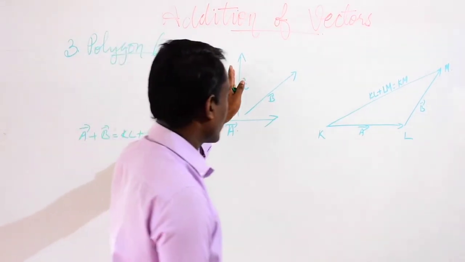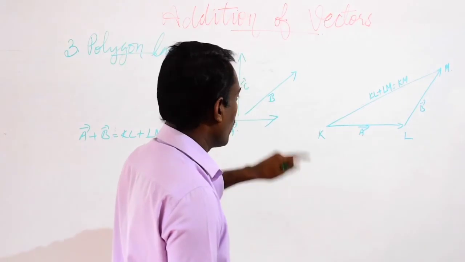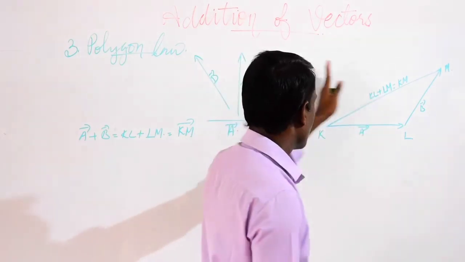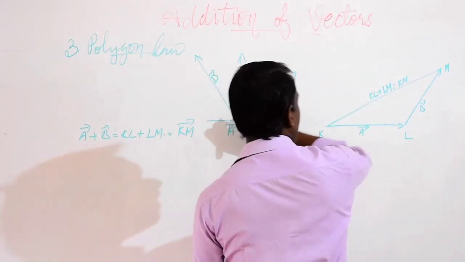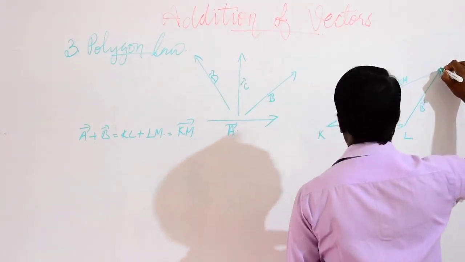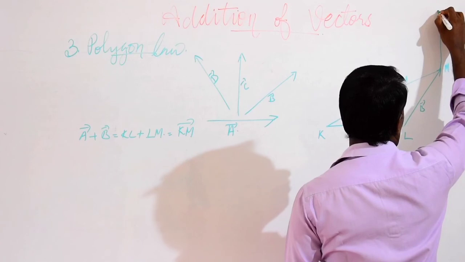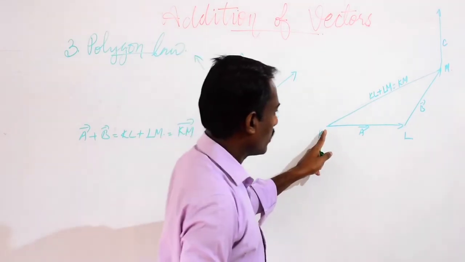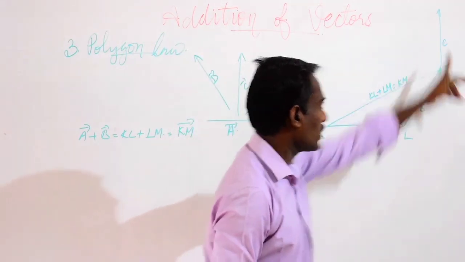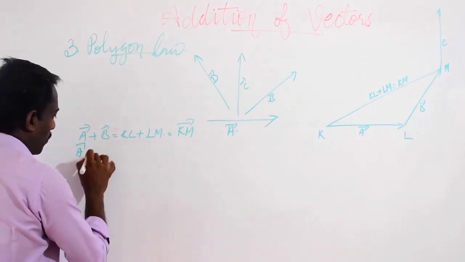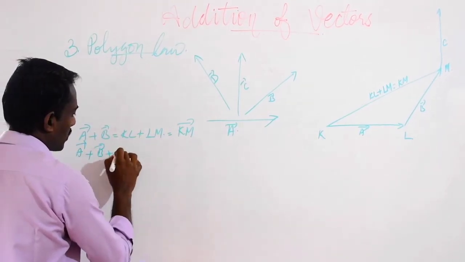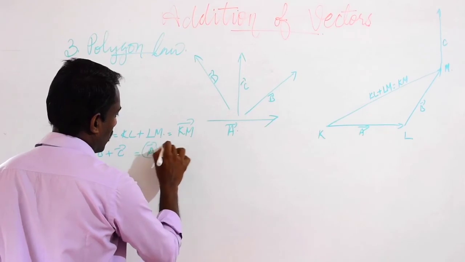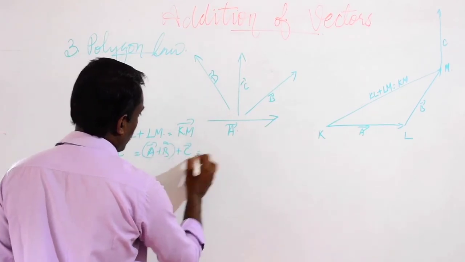Now the third vector, that is C. Move it parallelly towards the plane, and bring its tail to the head of vector B. That is vector C. And now add them together: A plus B plus C. Now how can we write A plus B plus C? That is equal to A plus B, plus C.